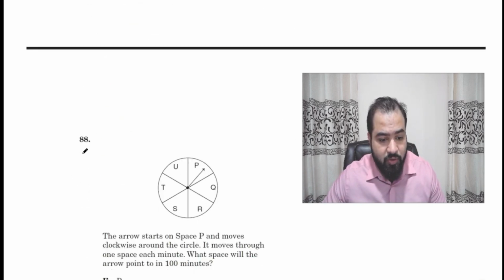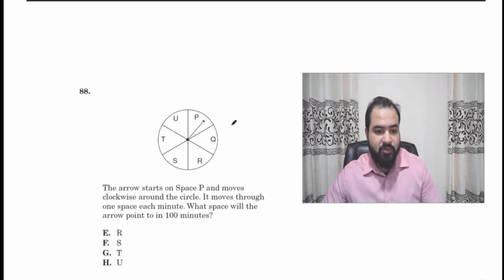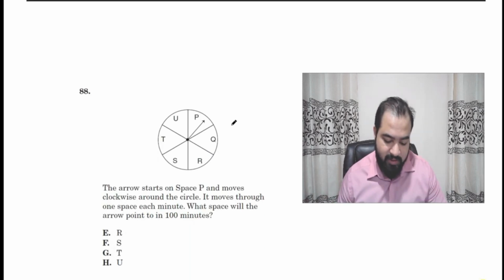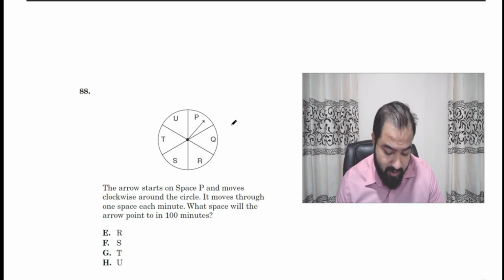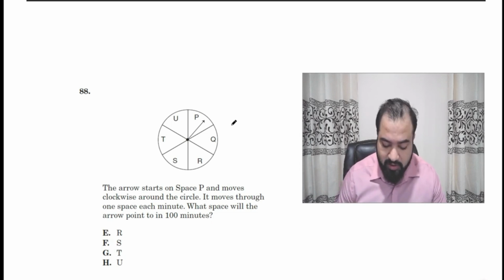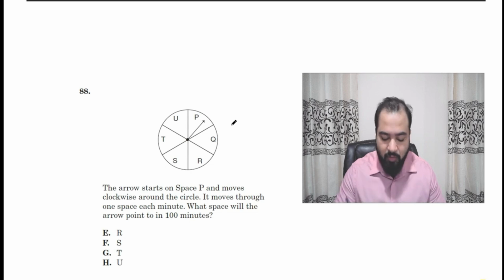So now let's go to question number 88. Wow, circle. So when you see a circle, what happens? You probably feel the fear, a little bit scared, but nothing to be scared about with this question. Now let's see. It says the arrow starts on space P and moves clockwise around the circle.